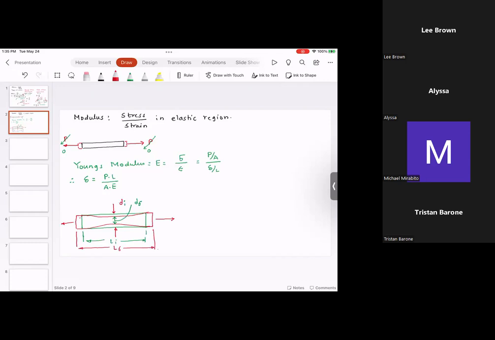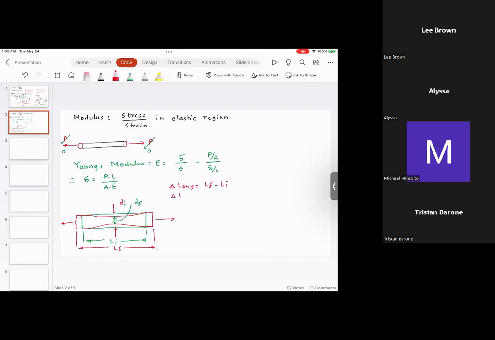So L final. What I'm going to have is a delta longitudinal. Delta longitudinal is L final minus L initial.